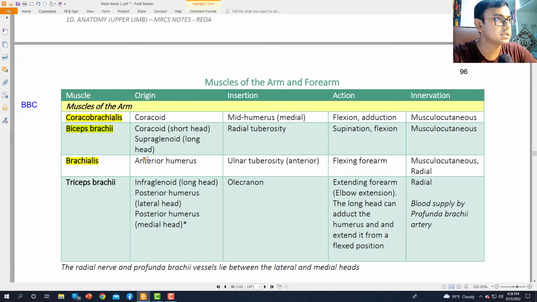Those 3 muscles are supplied by the musculocutaneous nerve. Brachialis has a dual nerve supply: the musculocutaneous and the radial nerve. It can be confusing when you solve the MRCS questions. There will be a confusion that brachialis is supplied by the musculocutaneous nerve, you know that, but it is also supplied by the radial nerve.